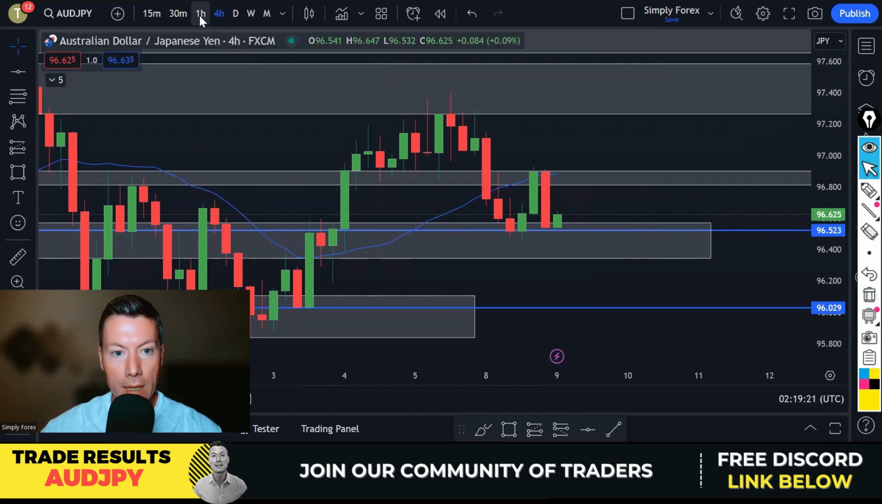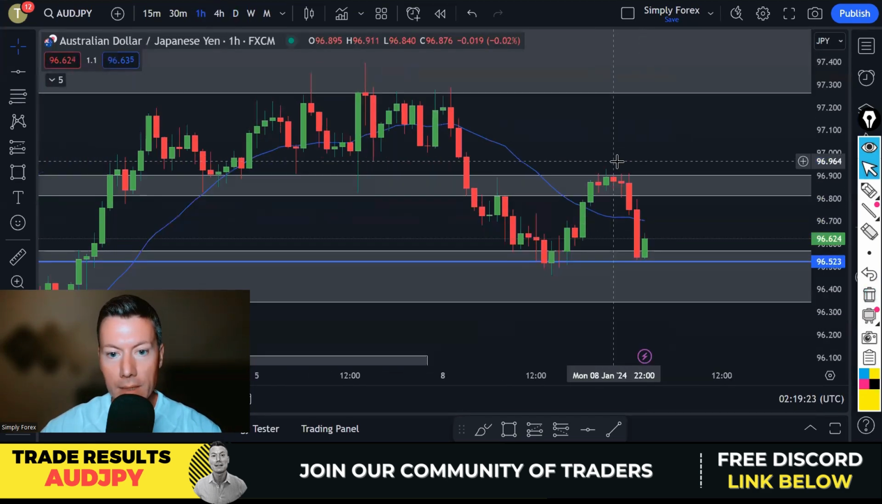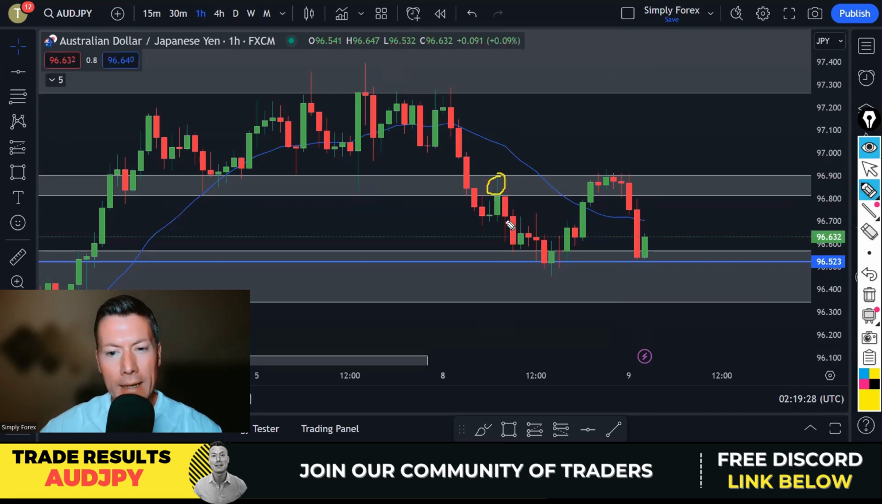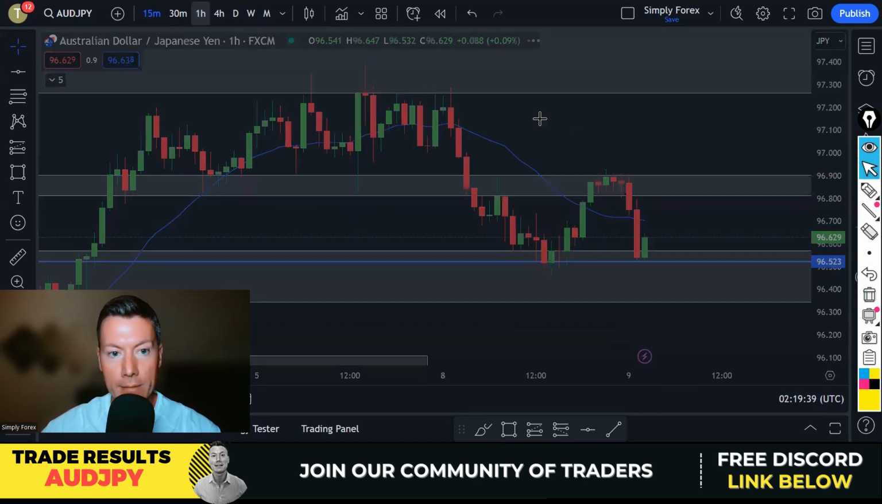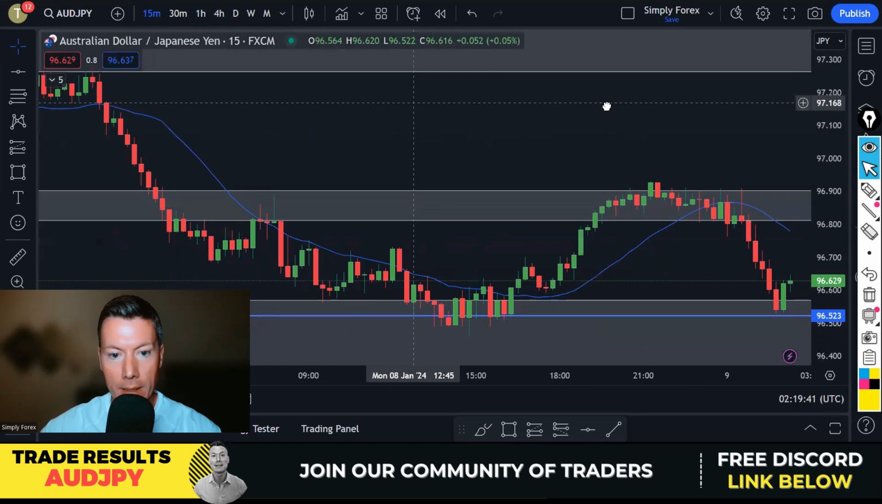If we drop down to the H1, you can also see it come up into this grey zone. And these H1 candles aren't bearish enough, to be honest. So what I was looking for was an M15 structure break. So if we drop down to the M15 now, and we go here.